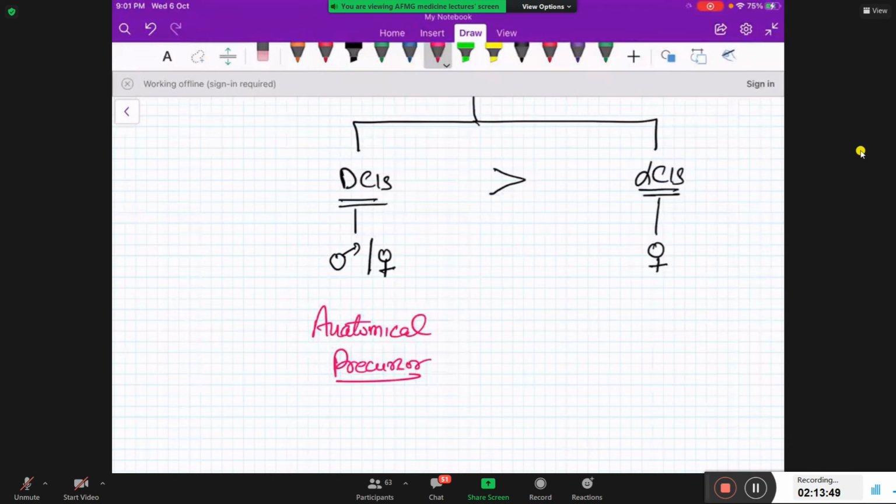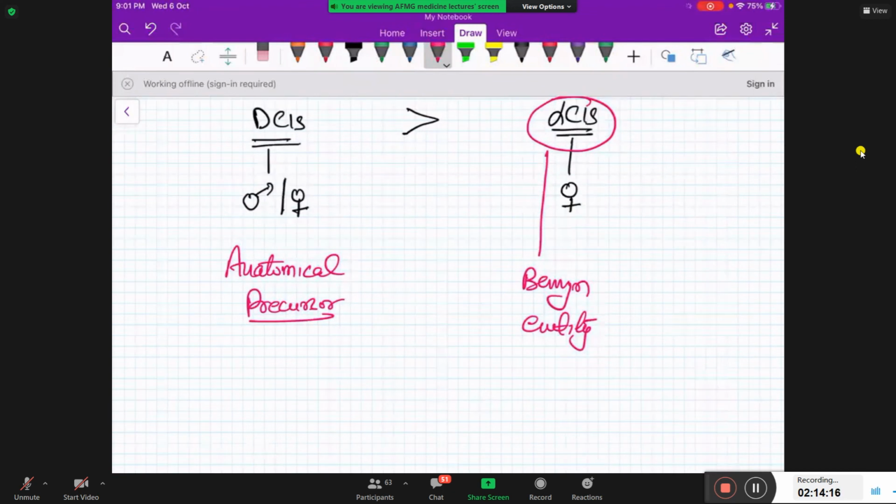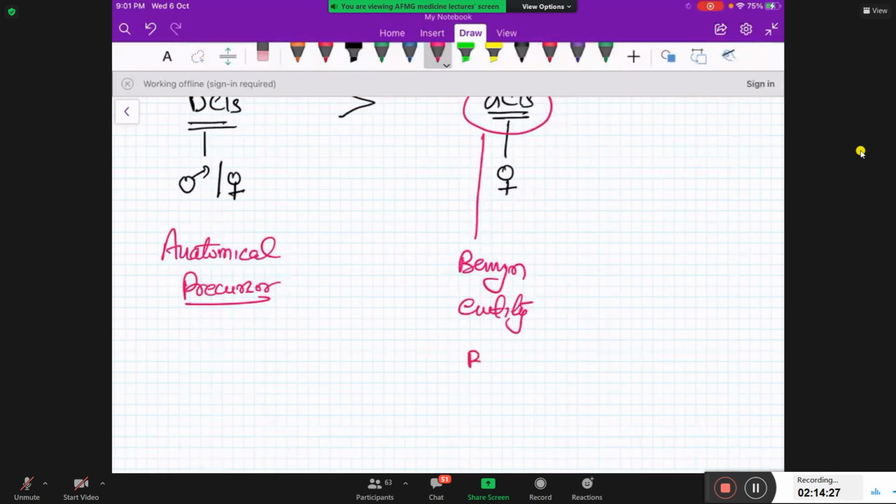Ductal carcinoma in situ is an anatomical precursor. It means that when this carcinoma transforms into invasive cancer, it will always transform into invasive ductal type. Now, lobular carcinoma in situ is considered a benign entity. An important point to notice: this can be bilateral. This can be multicentric.